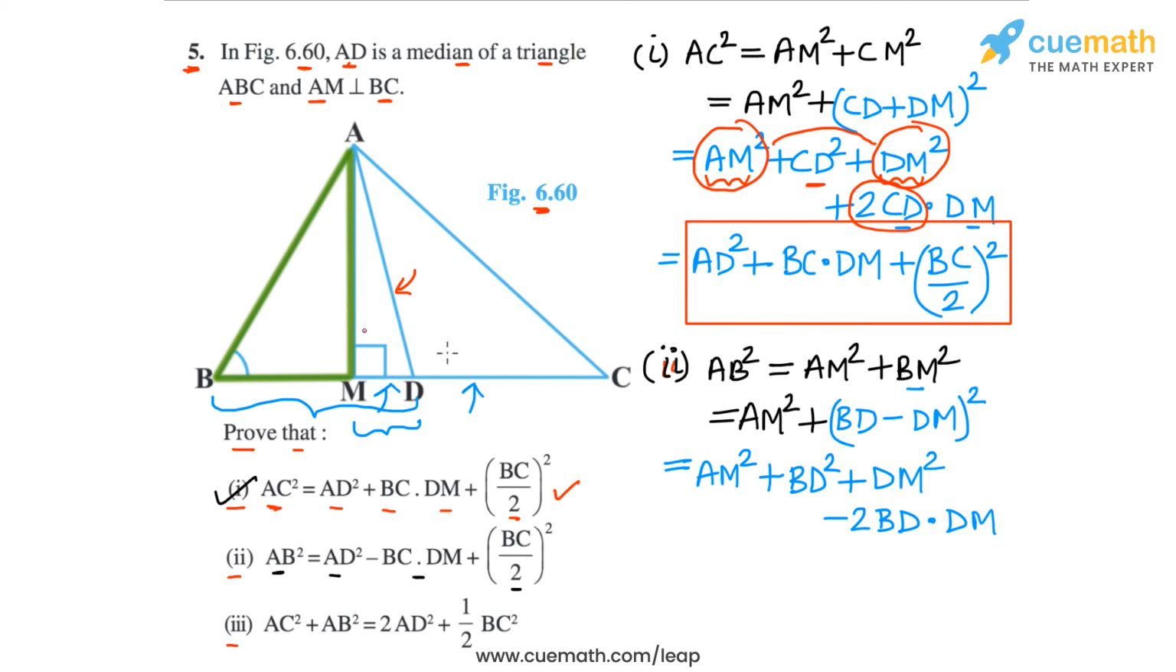Now once again, we observe that on the RHS we have AM square and DM square. If we sum these two terms, then in the figure, if you observe, triangle AMD is a right triangle.